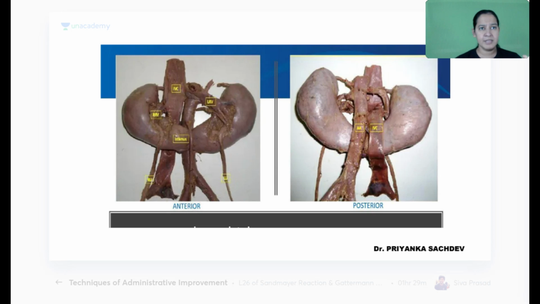So see, this is the gross horseshoe-shaped kidney. You can see this is the anterior view, this is the posterior view. The two kidneys are connected here, and you can see the course of the ureter. Can you see? This is the ureter. The ureter is twisted. Due to this shape, the ureter has a twisted course. So there is obstruction at the ureter. Because of the obstruction, there is recurrent infection.